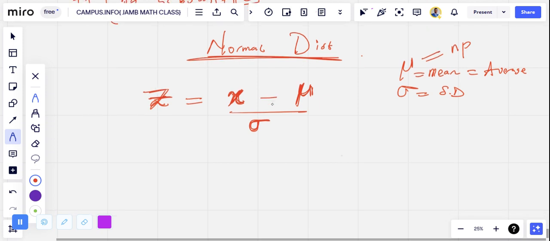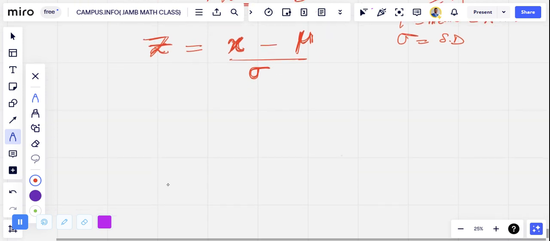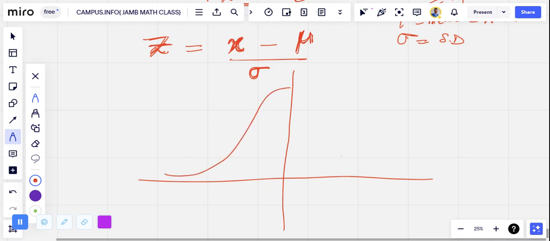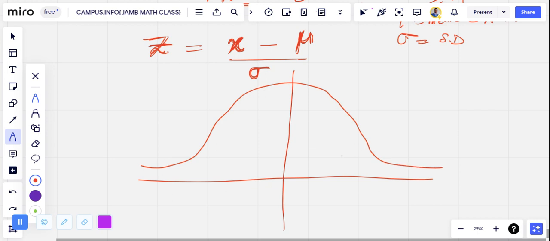A normal distribution looks like this, so that you always have the x-axis and then the y-axis, and it always spreads like a bell shape. This place is the center of origin. This one is always zero. Center of origin, zero. This is the average, which is the mean, like the middle point of this graph.